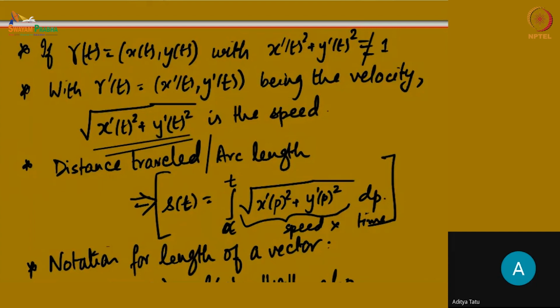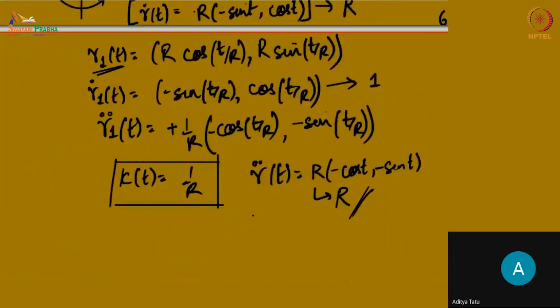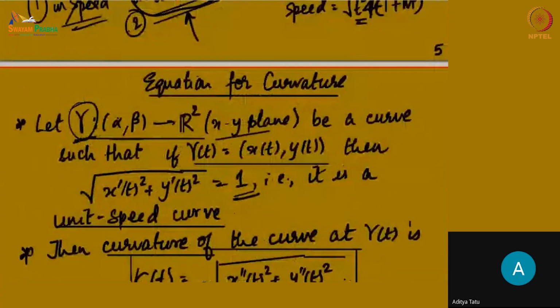Sir, what is alpha? Can you please repeat? Alpha is, let's say, the starting time. You can see in this notation the motion of the particle between two time instants alpha and beta. So my starting time is, let's say, alpha.